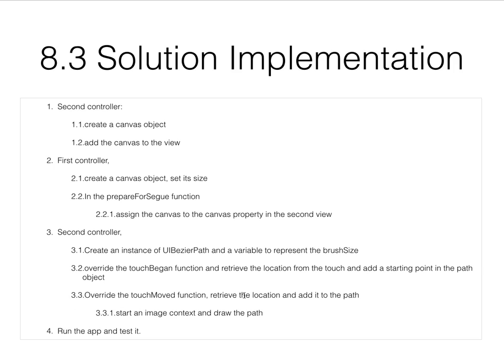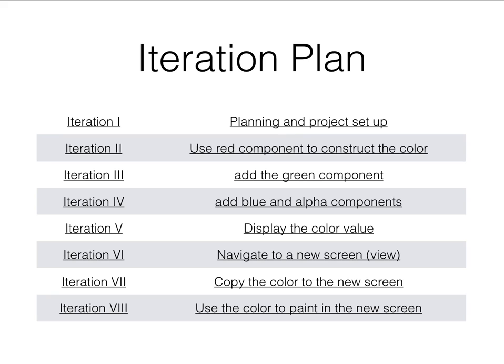Then override the touchesMoved function, retrieve the location, add it to the path, and then we're going to draw in memory. When we draw in memory, we define an image context, draw the path in the image context, and retrieve that image, all of this in memory, and the user is not going to see it. Then assign that image to the image view, and that's when the user will see it. You'll see how we're going to put all of this together to do the painting. When we're done with that, this will conclude our iteration 8 and our entire project.